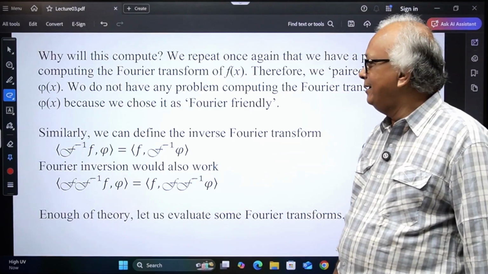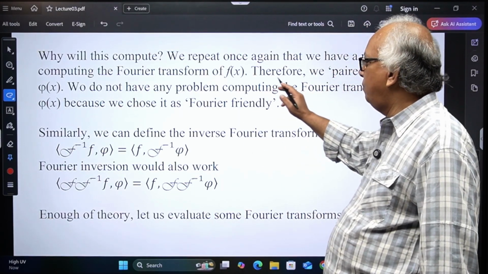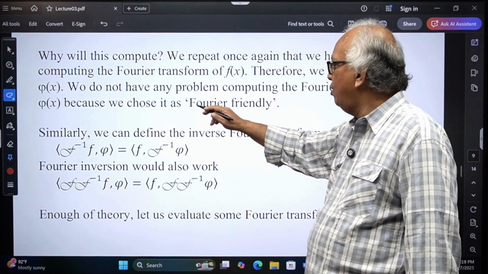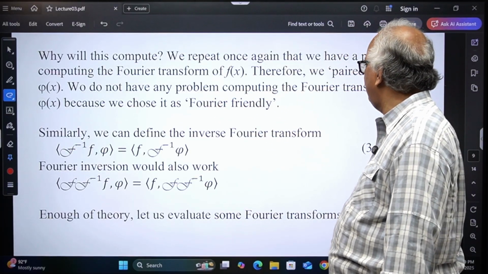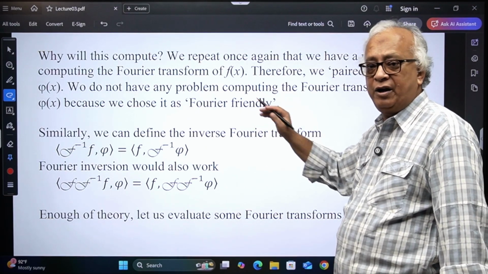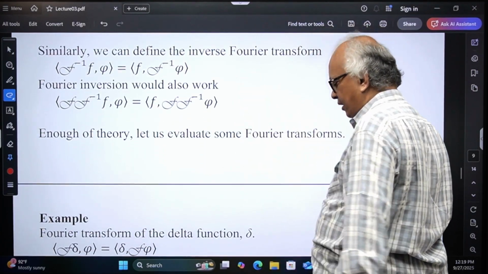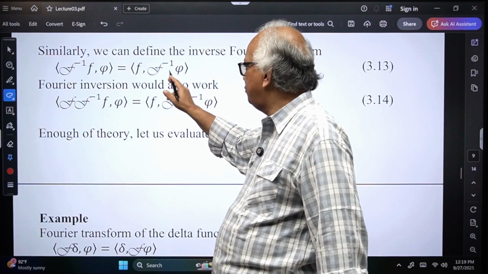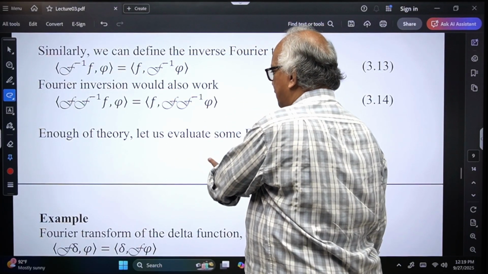Okay? Good function. We repeat once again that we have a problem computing Fourier transform. Therefore, we paired it with phi. We do not have any problem with computing Fourier transform of phi because it's Fourier friendly. Okay? Similarly, একইভাবে inverse Fourier transform of f paired with phi will be f paired with inverse Fourier transform of phi. Fourier inversion will work. Enough of theory.